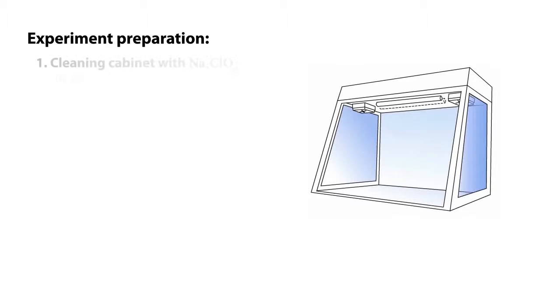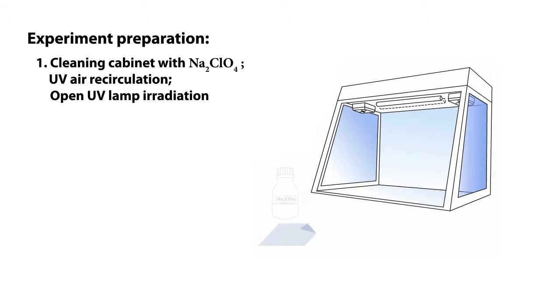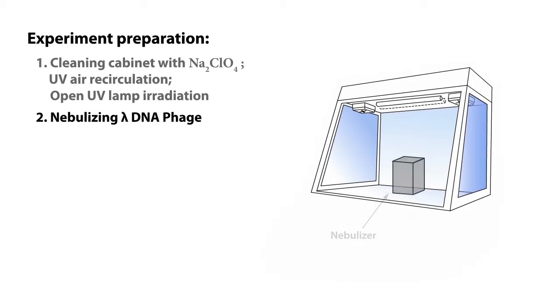Experiment preparation. Before we start, cabinet must be prepared by washing with natrium chlorate, followed by UV air circulation and open UV lamp irradiation. Then we are going to put a nebulizer inside the cabinet and spray lambda DNA phage.